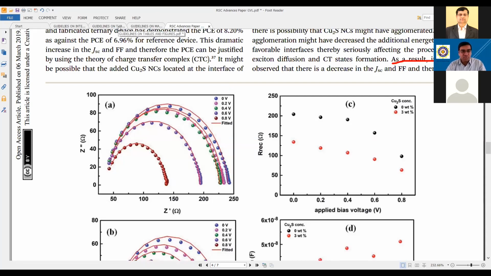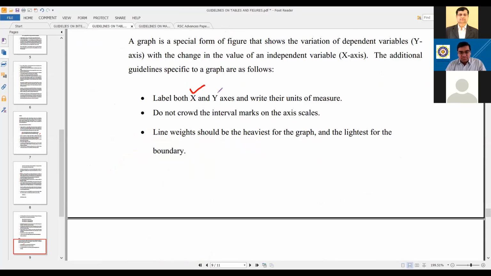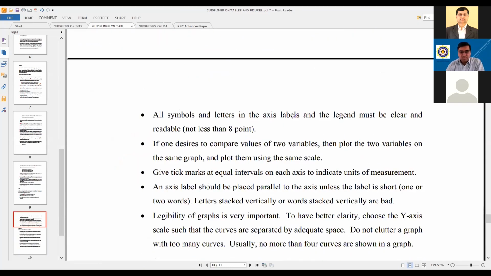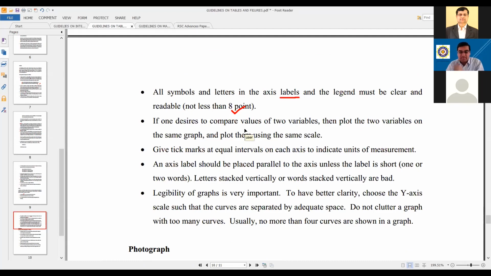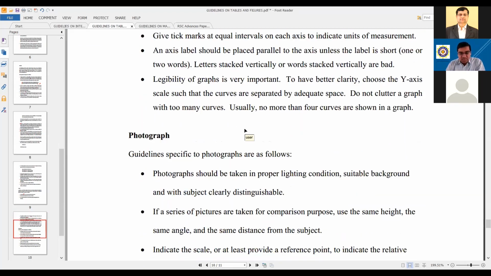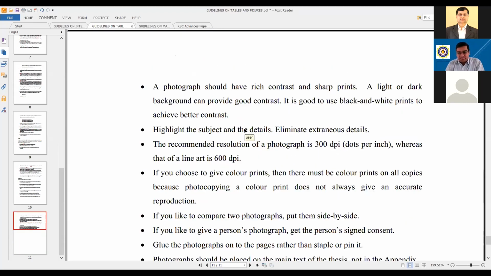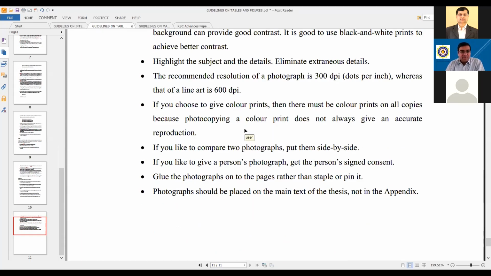Let's move to, yes, do not crowd the interval marks on the axis scales. Again, labeling. Labels should not be less than 8 point. Right? The size of the label. Guidelines related to photographs. Right?